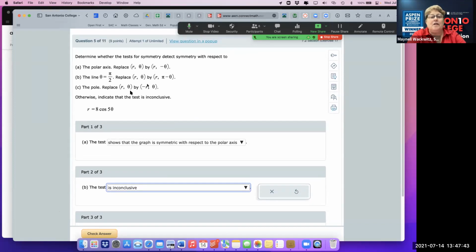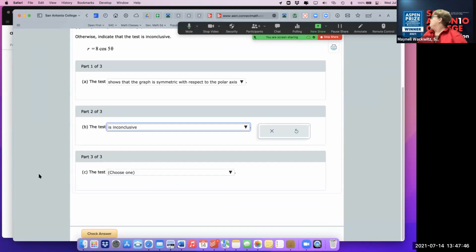And finally, we're going to replace all the r's with -r. So we're going to let the same equation, we've got negative cosine of theta, r equals -8 cosine 5 theta, so that I get r again. And is the equation on the right the same? That's right. So you would say the test is inconclusive.